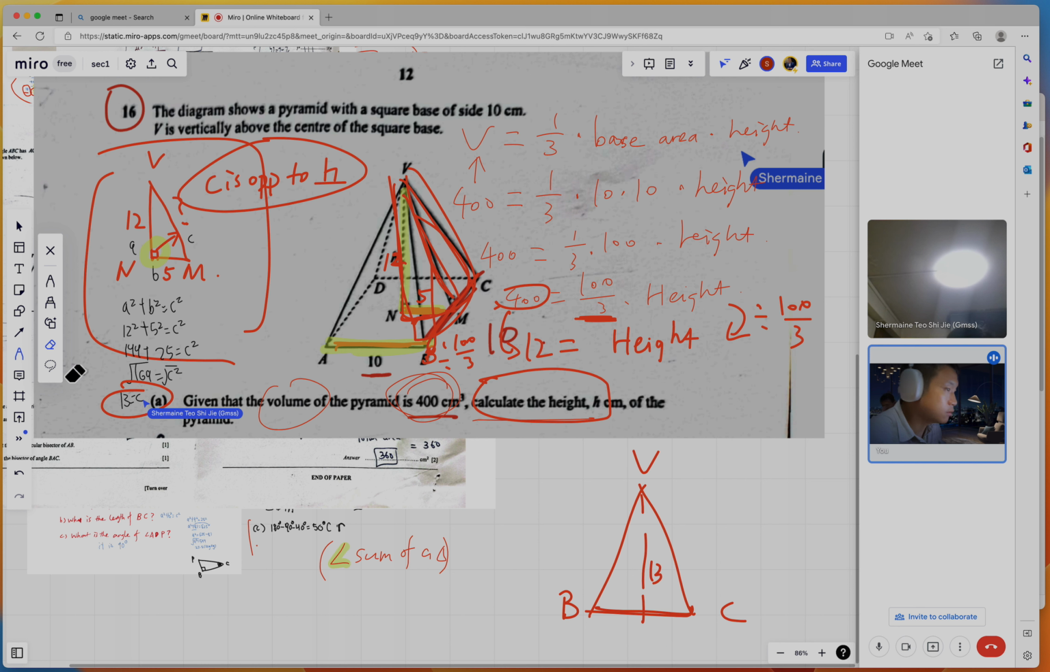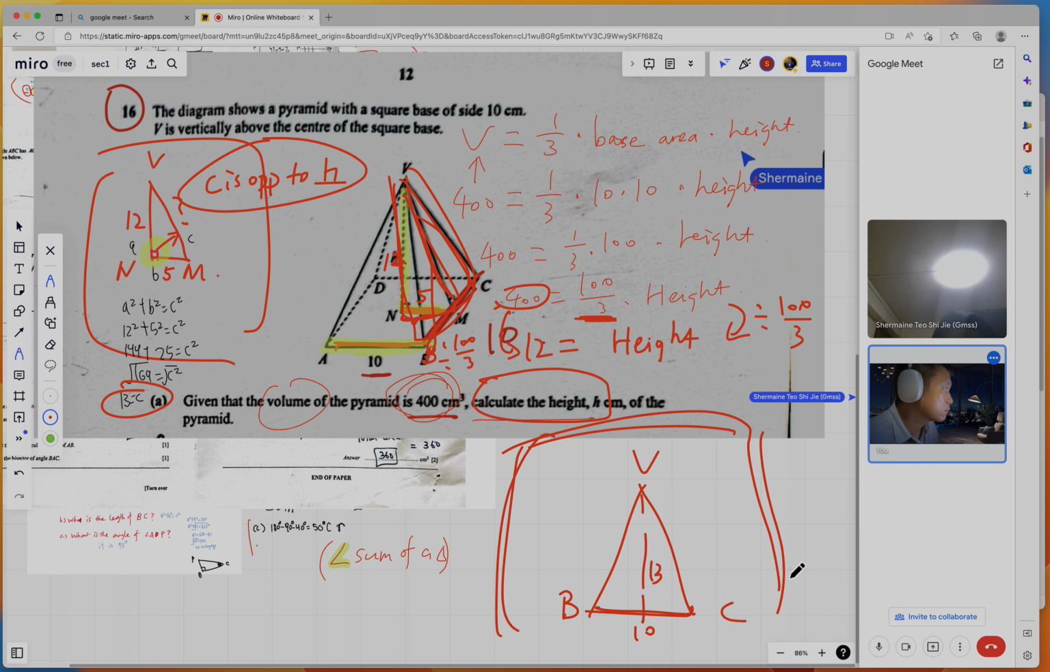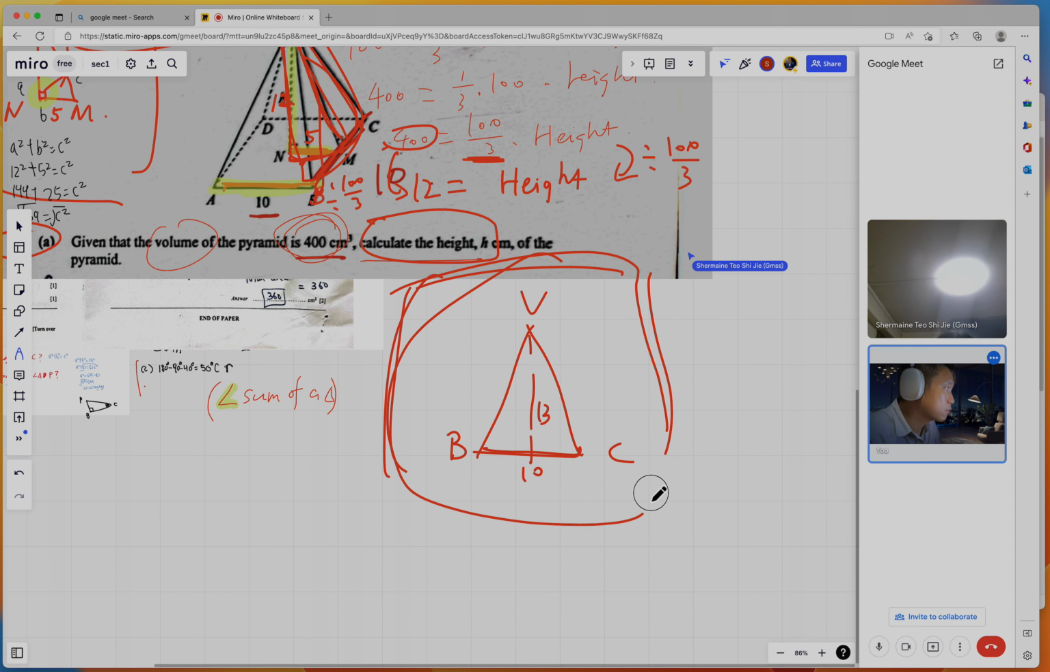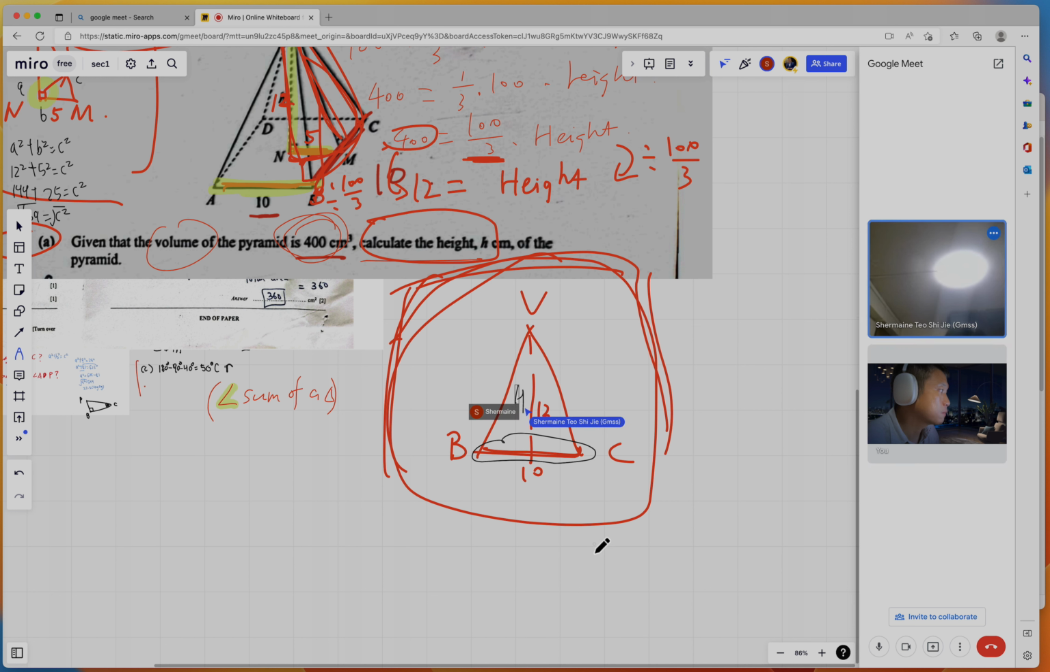So what's the area of this triangle? Which one is the base? Here. Can you circle the base? Which one is the base? Very good. Which is 10. Which one is the height? Yep, which is? I asked you to circle, right?